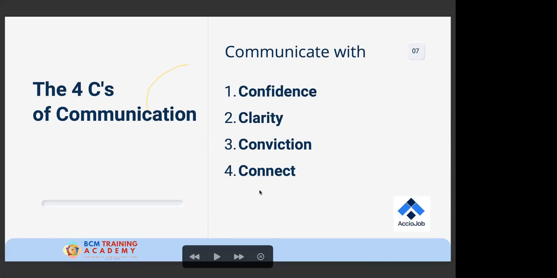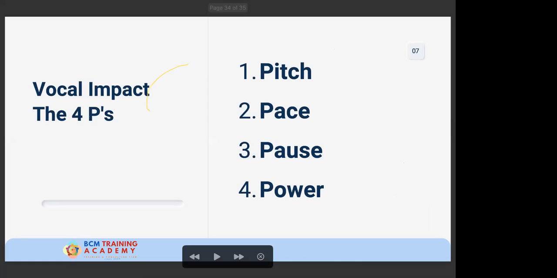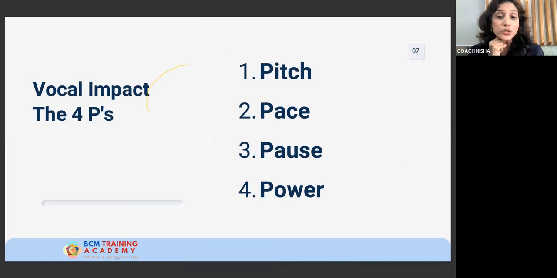And the last part is about your voice, okay? What do I mean by voice here? Your voice modulation is very important. If you have too much of a monotonous voice, same pitch, you constantly speak in the same pitch.